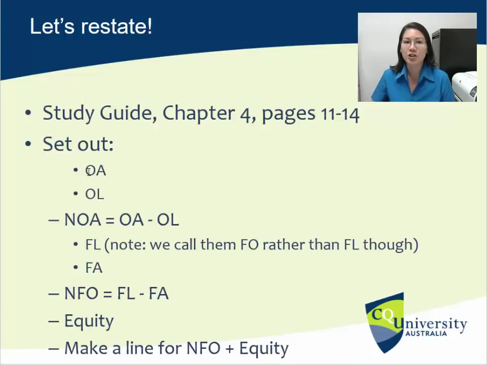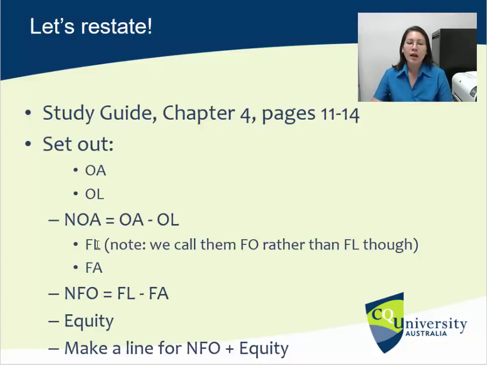This is the set out generally in accordance with the study guide. So we're going to list out operating assets first, operating liabilities, and then take away one from the other to get net operating assets. Then we'll list out finance liabilities and finance assets. And instead of finance liabilities, we change the word liabilities to obligations. So I put note, we call them financing obligations rather than financing liabilities. And we take them away from each other to get net financing obligations.